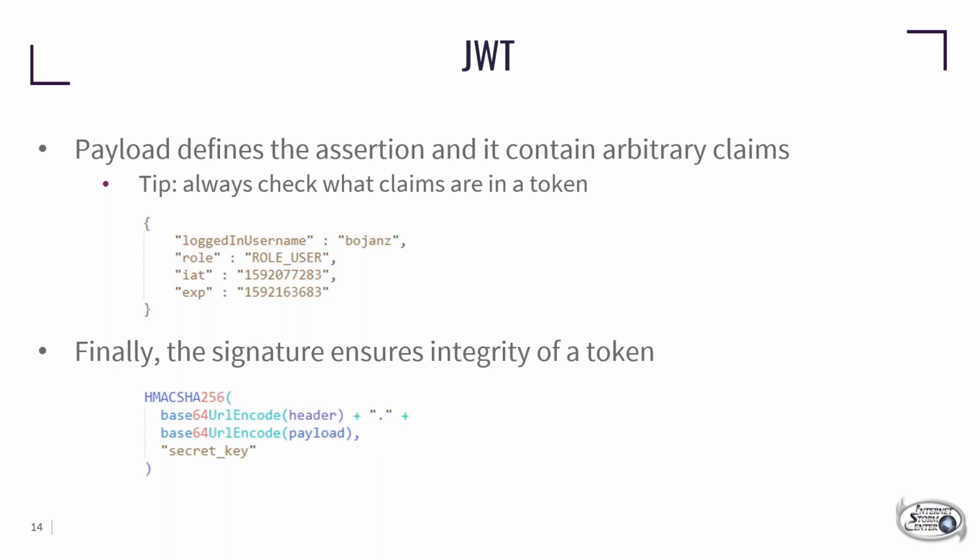And obviously, I'm pretty sure that everyone looking at this particular slide right now thinks about how cool it would be to change the role claim from role user to maybe role admin, and see what will happen in that particular case. Well, it shouldn't be that easy to do this in a token. That's why we have the signature at the end of the token. The signature actually prevents us from changing this role claim to something else.